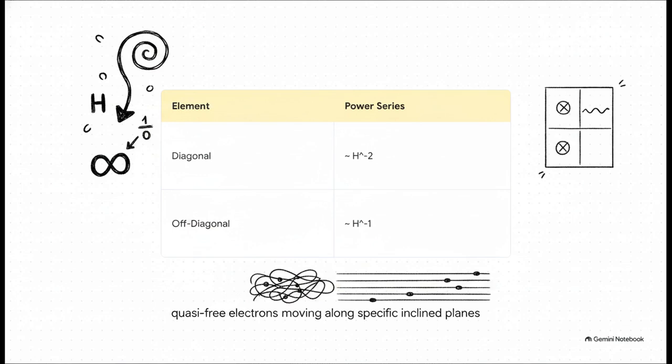By expanding each element of the conductivity tensor, sigma ij, as a power series in inverse H, we can solve the Boltzmann equation in the high field limit and prove something mathematically remarkable. Notice that as H approaches infinity, meaning H to the negative 1 approaches 0, the closed orbit contributions to the diagonal elements scale as H to the negative 2. They effectively vanish. This means the resulting tensor is governed almost entirely by the off-diagonal open orbit geometry. It beautifully reduces a highly complex multi-band problem down to a system of quasi-free electrons moving along specific inclined planes.